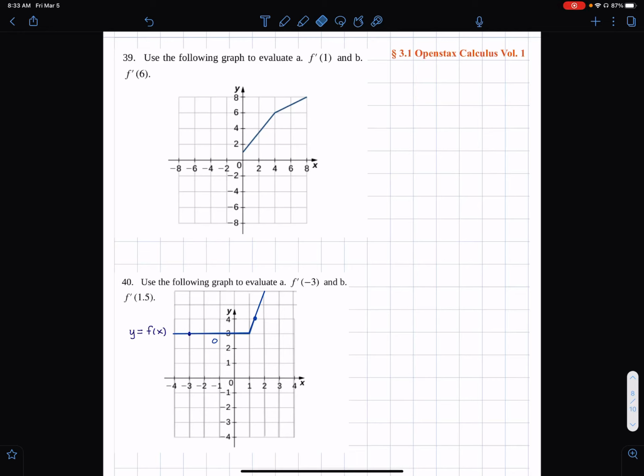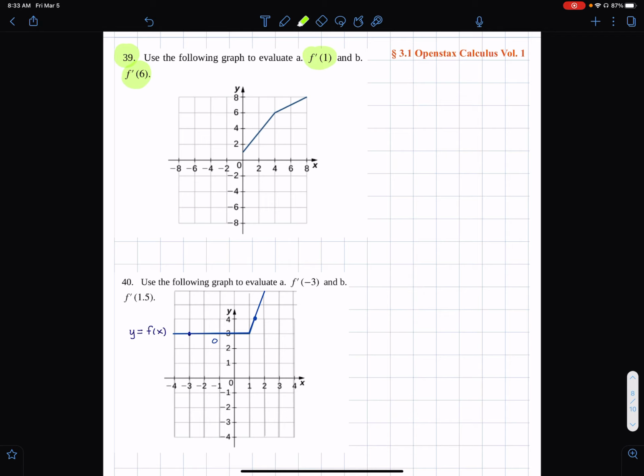Okay, let's do these two problems. What we're going to do here is use the graph to evaluate f prime of 1 and f prime of 6. That's on just this first one, number 39. So we want f prime of 1 and f prime of 6.